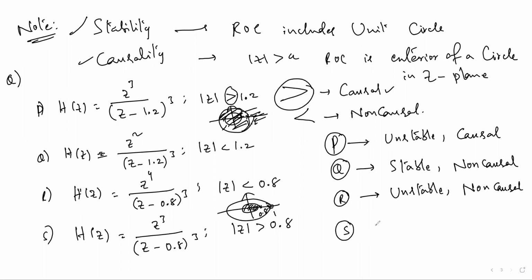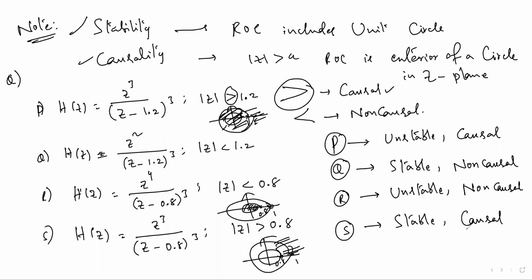Next, the last one. This is 0.8, this is 1. Greater than 0.8 should include the unit circle. So it is a stable system. Greater than symbol, that's why it is a causal system.